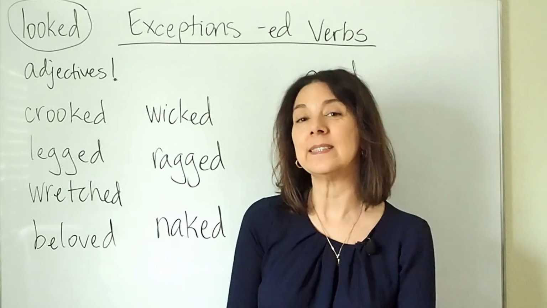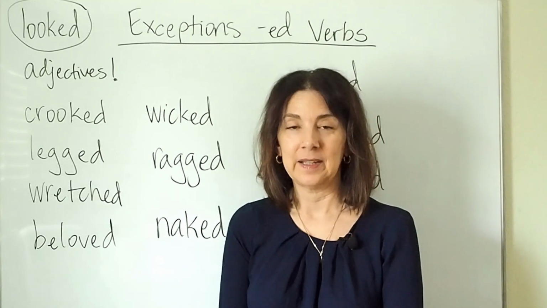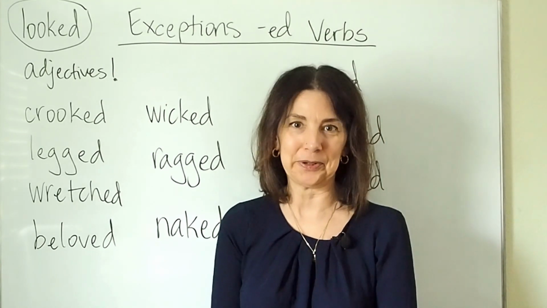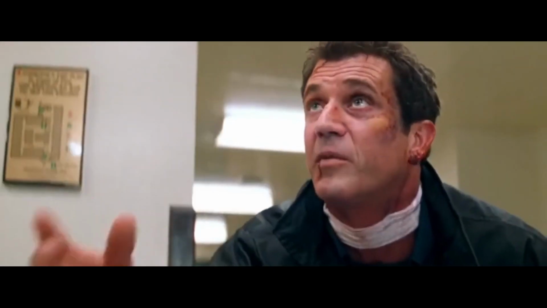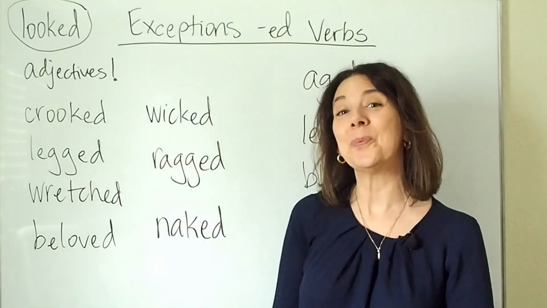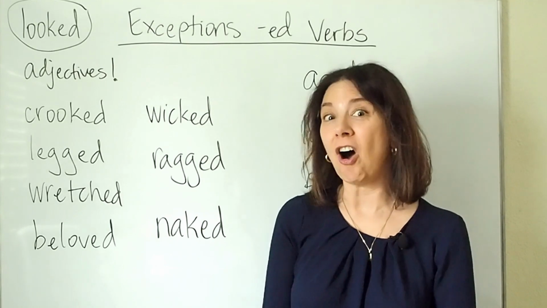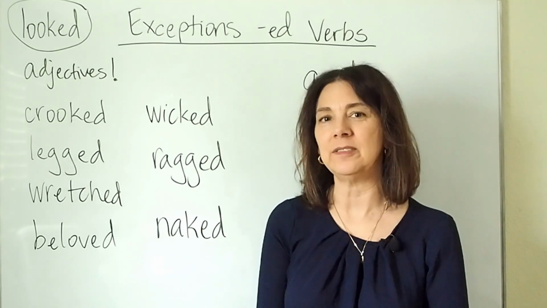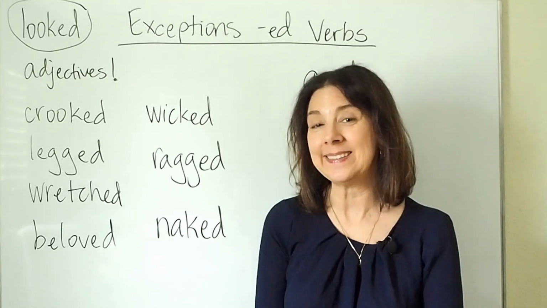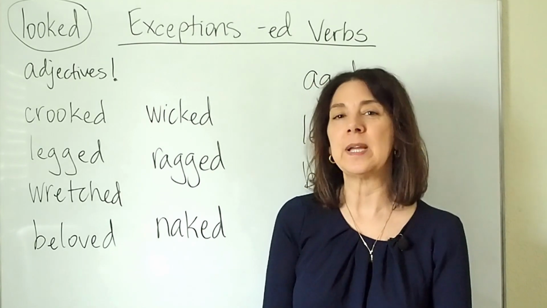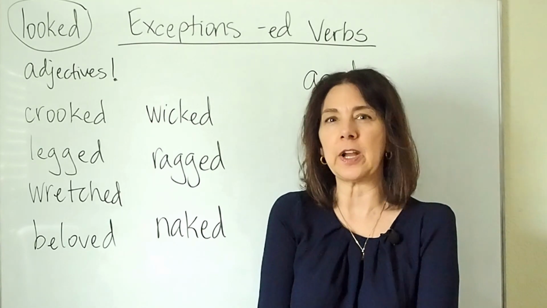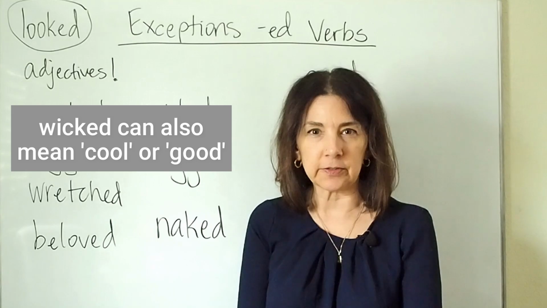And the last one is beloved. My beloved grandmother. Dearly beloved. The next one is wicked. Wicked is not a verb, it's an adjective, and it's pronounced wicked, not wicked. We can use wicked for something that's very naughty or evil.